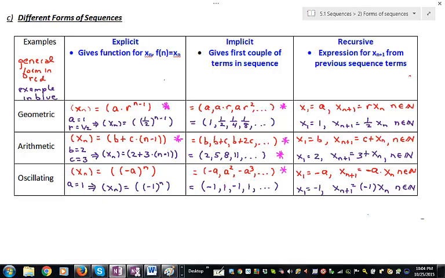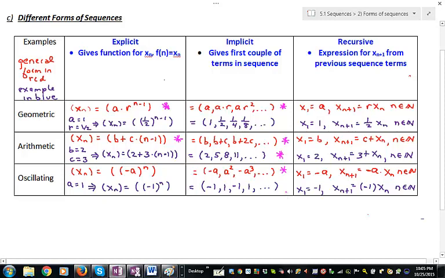Another very important form that sequences can be expressed in is sometimes called the recursive form. This is where we have an explicit expression for x_{n+1}, but it's not in terms of n, it's in terms of the previous terms in the sequence. So here, if we looked at the geometric, the way we'd express that recursively is we'd say the first term in the sequence is a, and we get the (n+1)th term by multiplying the nth term by r. And of course, for our specific example, the recursive form would look as it is below.